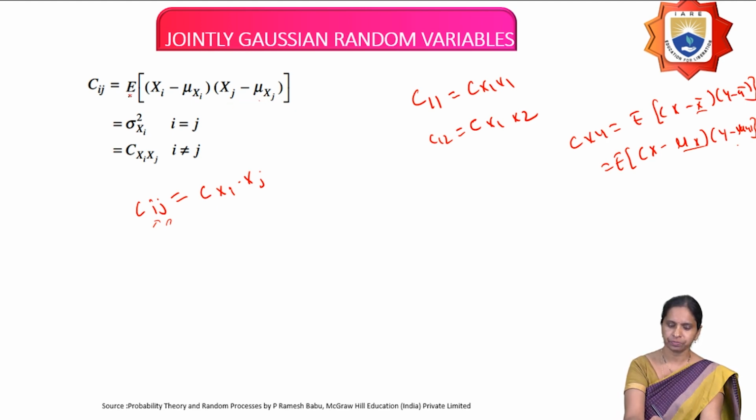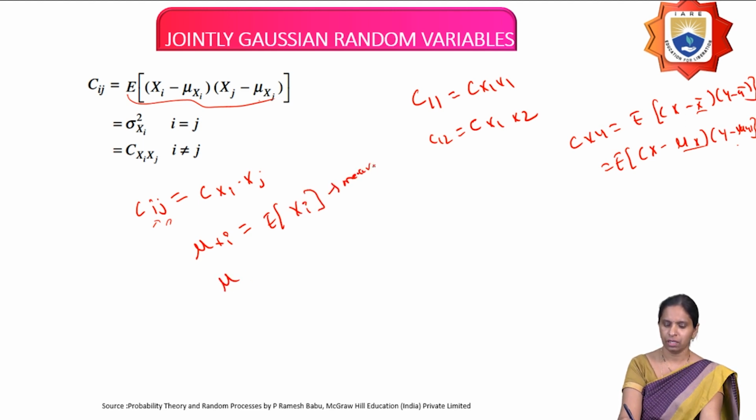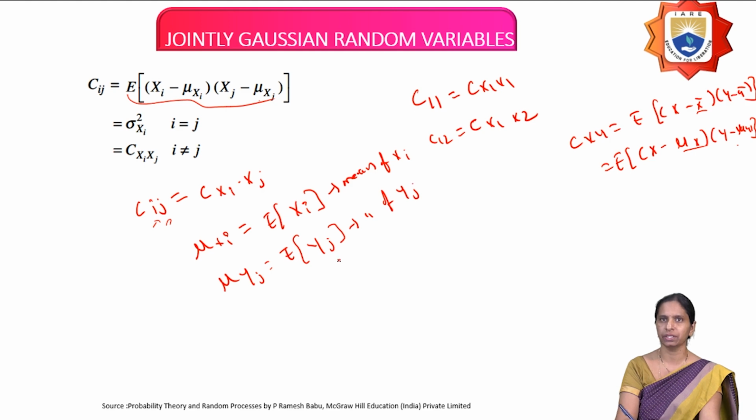Okay. Now, what is mu xi here? Mu xi is nothing but the mean of the random variable xi. And what does mu yj represent? The mean of the random variable yj. So this is the mean of the random variable xi. And this is nothing but the mean of the random variable yj.